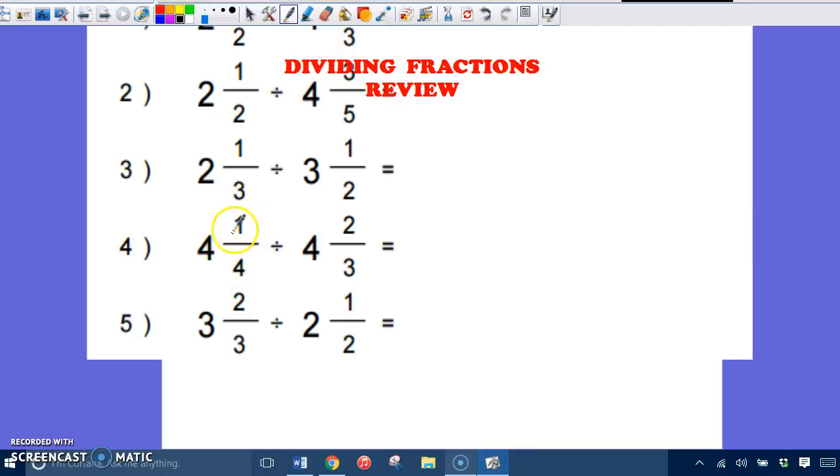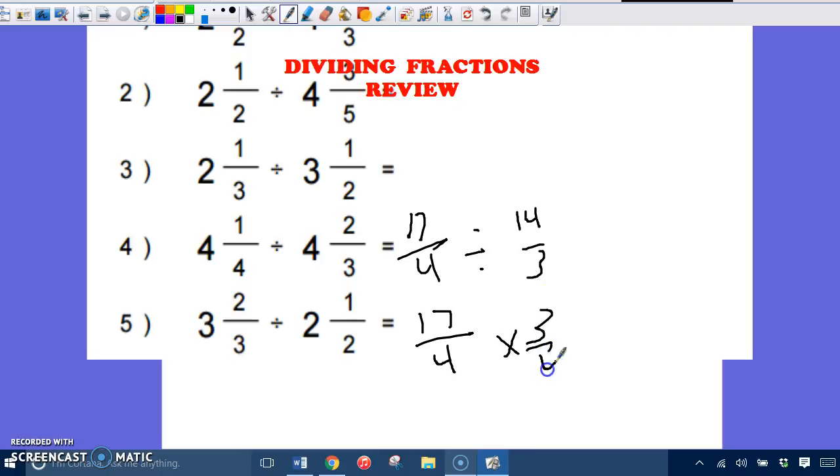4 times 4 is 16, plus 1 is 17. Keeping the same bottom number. 4 times 3 is 12, plus 2 is 14. Keeping the same bottom number. Keeping the first number the same. Change it to multiplication. And the reciprocal, 14. There you go. So now I have 17 times 3, which is 51. 4 times 14, 56. That's not going to reduce.